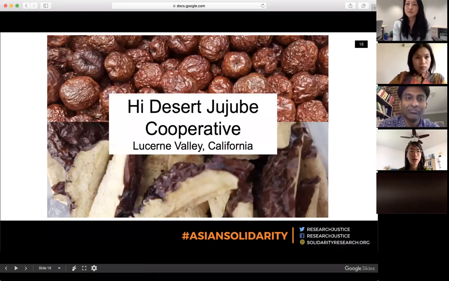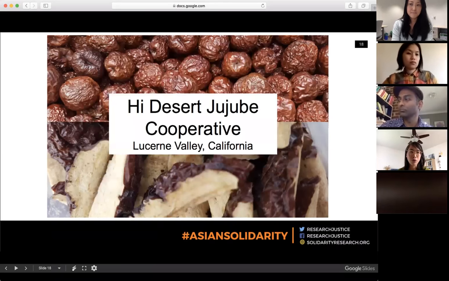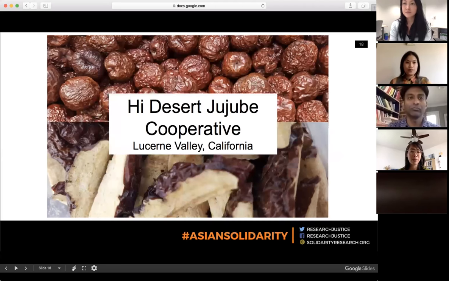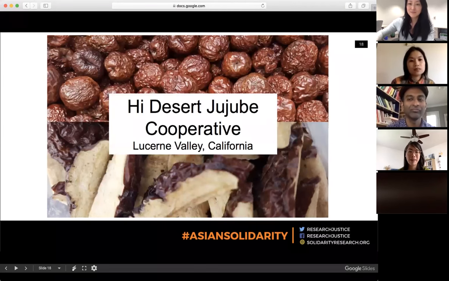And so it's the only place that Korean immigrant farmers could find available land. And the issue, of course, is that they're far away from the larger Korean population centers. They're growing jujubes, which are pictured here. I hope you're familiar with them, but if not, they are a prized and culturally significant fruit for a lot of East, Southeast Asians, and all the way through to Turkey.